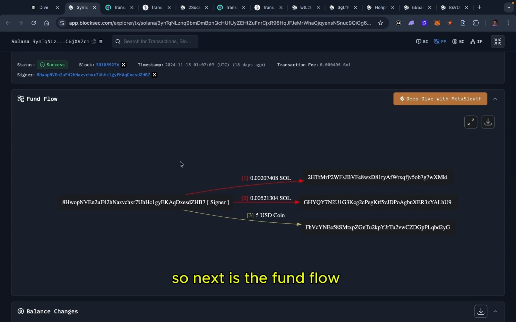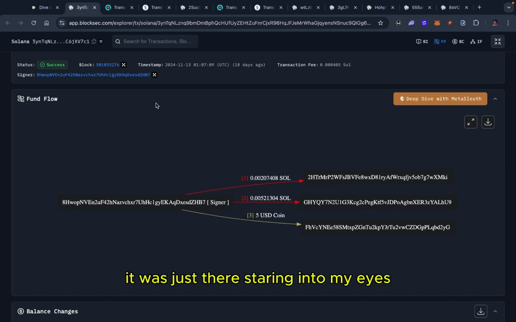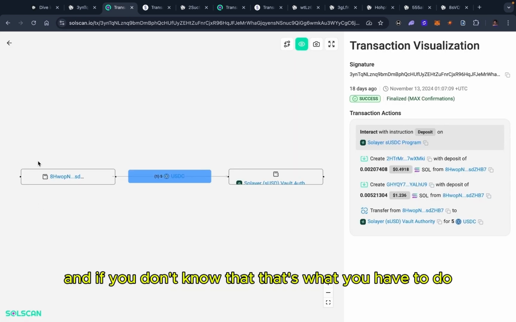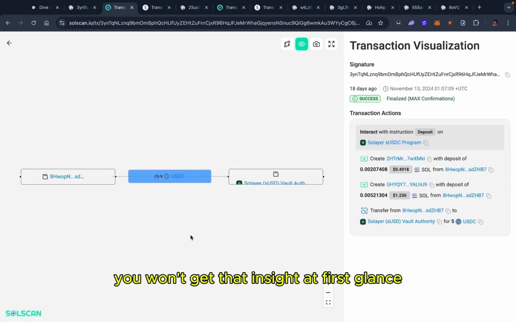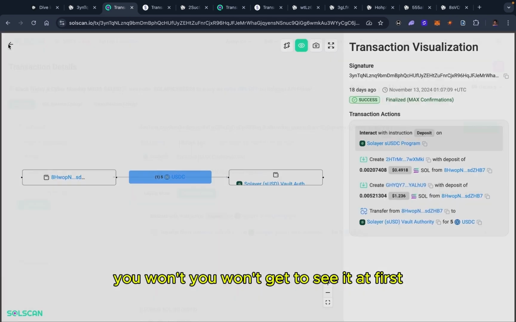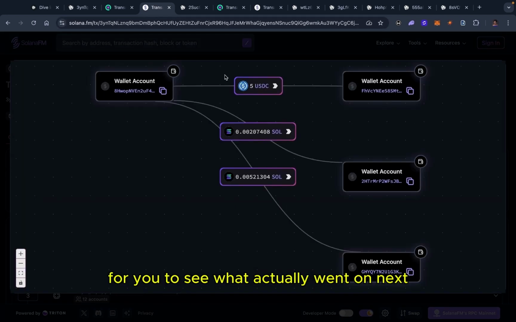So next, the fund flow. See, when we first came to this platform, I didn't have to click on anything to see my fund flow mapping. No, it was just there staring into my eyes. But here, for you to view the funds flow on Solscan, you have to click on transaction map. And if you don't know that, that's what you have to do. You won't get that insight at first glance. And the same thing with SolanaFM. You still have to click on view transaction flow to see what actually went on.